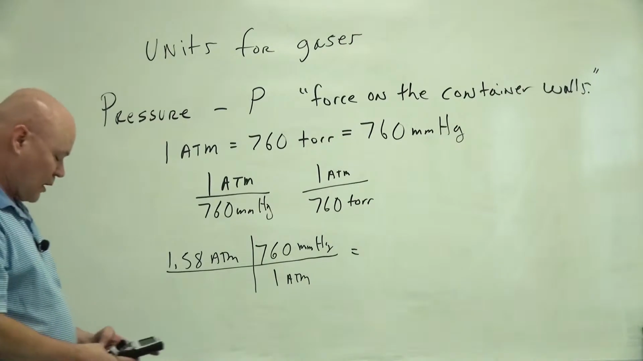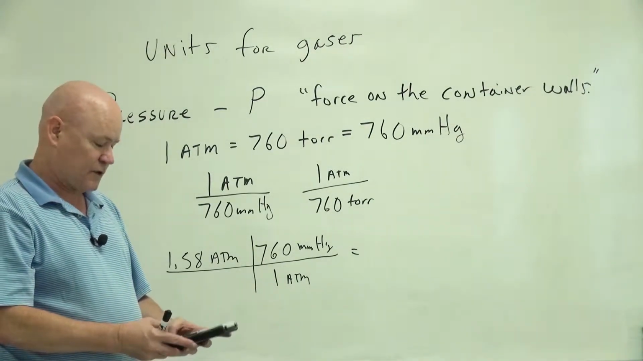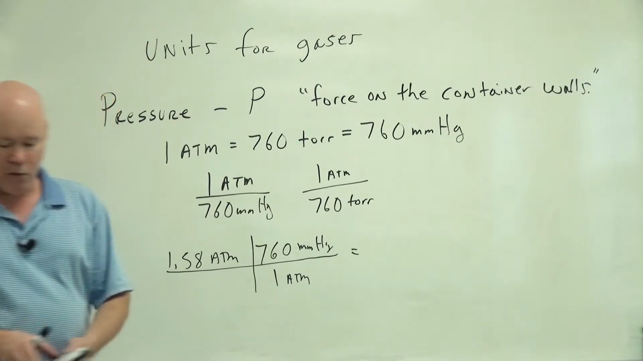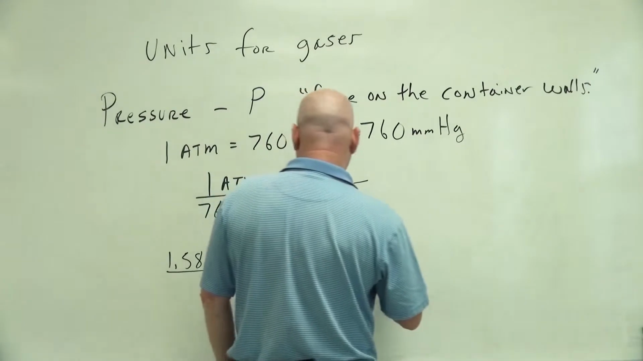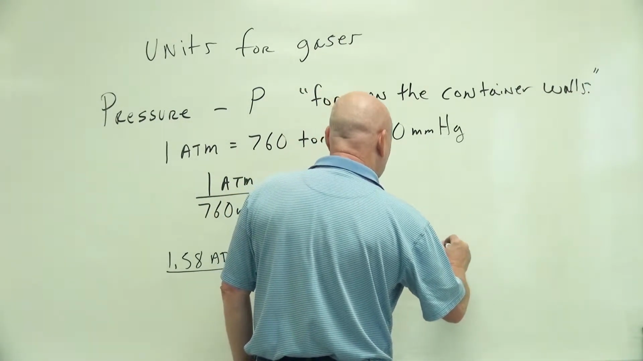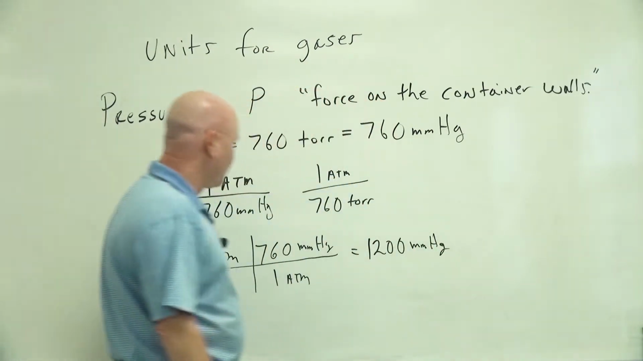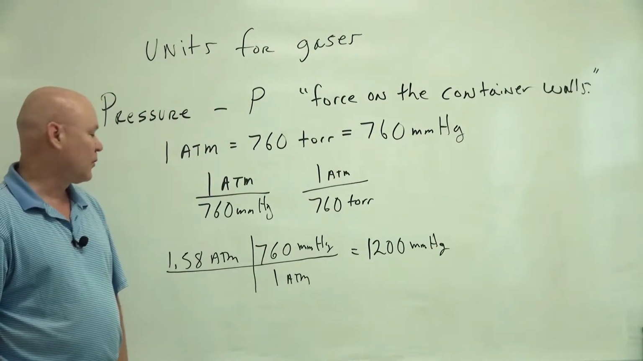So we put this on my calculator. Let's see what we get here. 1.58 times 760, and I get 1,200 torr, or 1,200 millimeters mercury, which would be the same in torr. Millimeters mercury and torr are the same number that you're going to use.